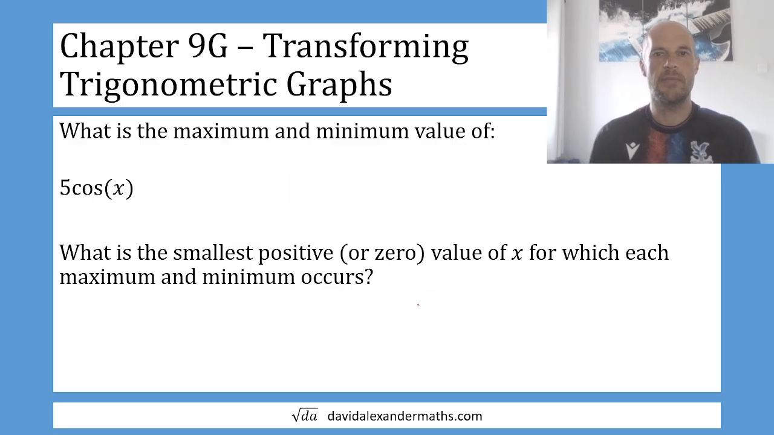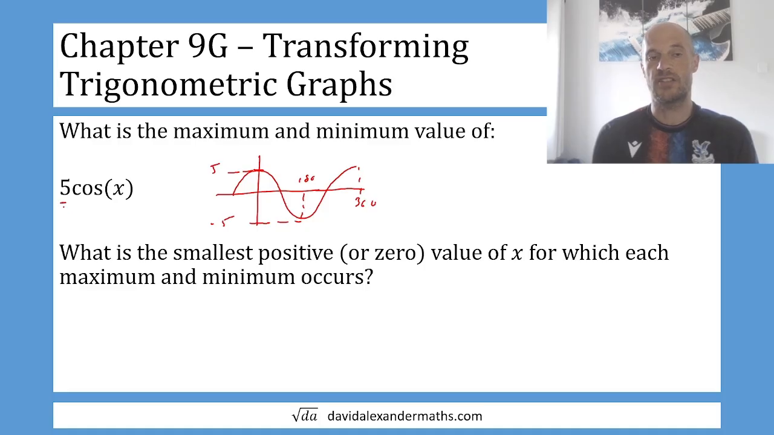What is the maximum and minimum value of 5 cos x? Okay, so let's just do a quick sketch of the cos of x. So the cos of x will look like this between 0 and 360 degrees. So that is 180. Now the maximum is 1 and the minimum is negative 1 for cos of x. But for 5 times the cos of x, the maximum is positive 5 and the minimum is negative 5. So it's quite easy, the maximum and minimum is just the number that's in front of the cos x there.